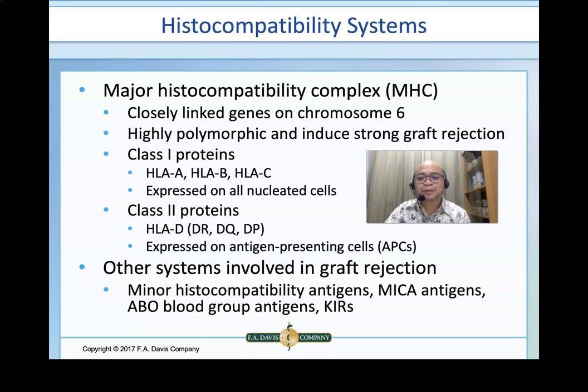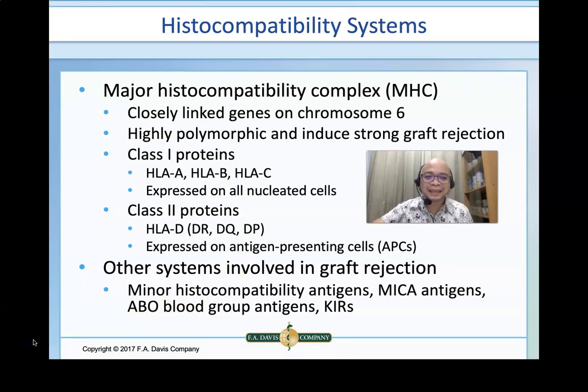And then the class 2 proteins are HLA-D. Examples are DR, DQ, and DP. HLA-D proteins are expressed on antigen-presenting cells such as macrophages, dendritic cells, and mast cells. Other systems are also involved in graft rejection, such as the minor histocompatibility antigens, the MICA antigens, the ABO blood group antigens, and the KIRs.